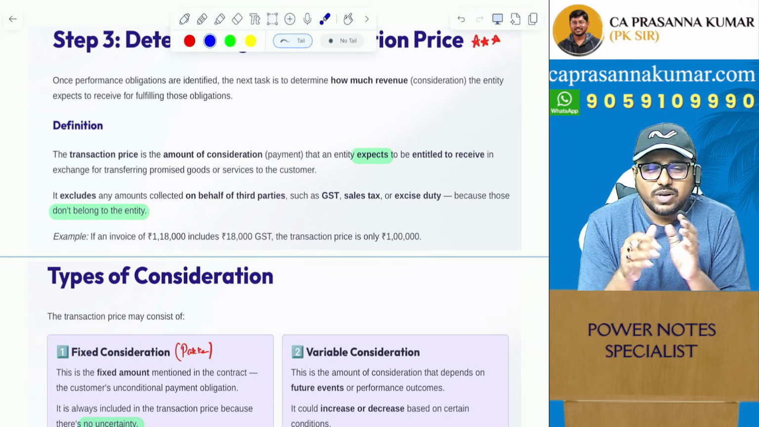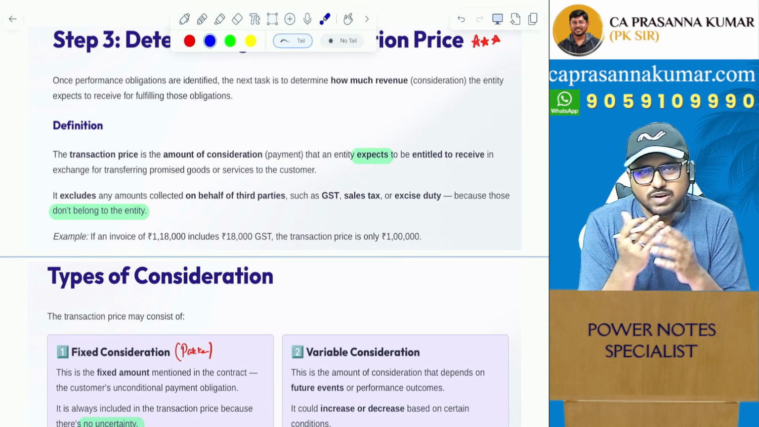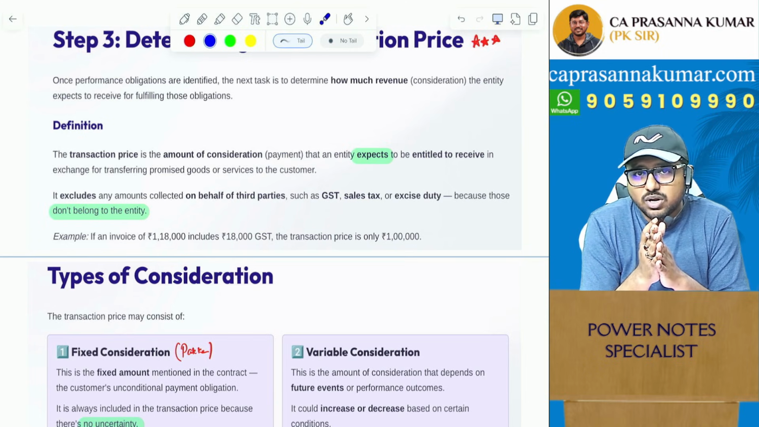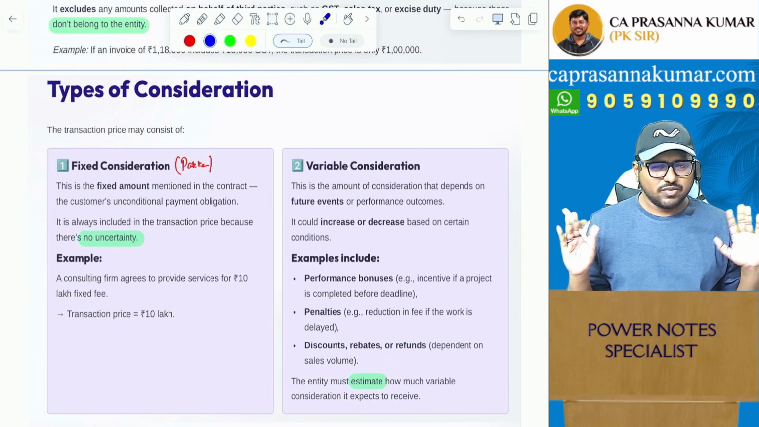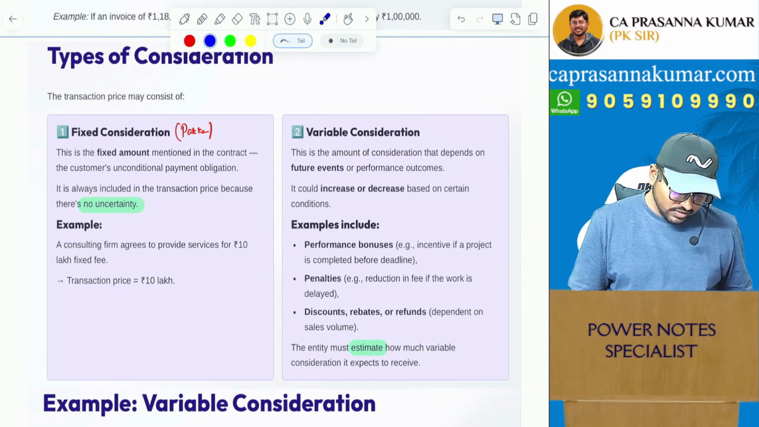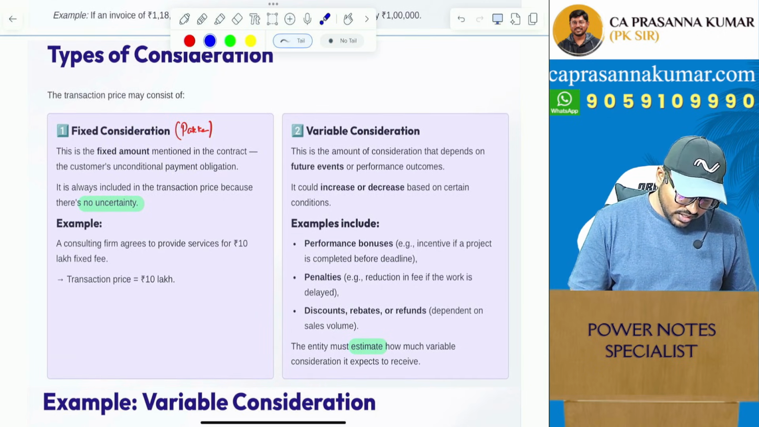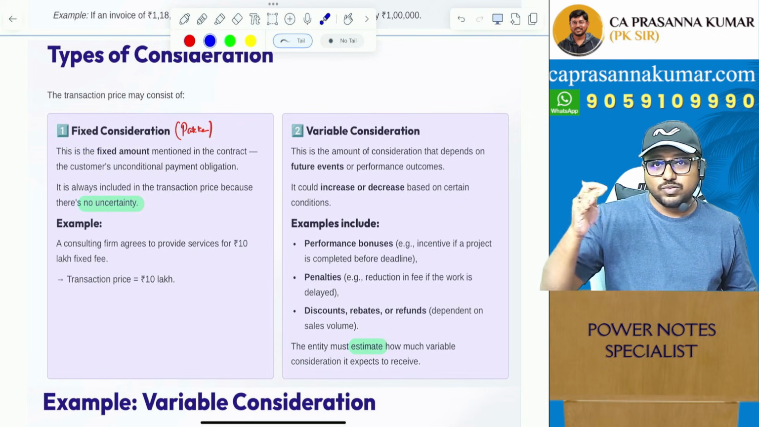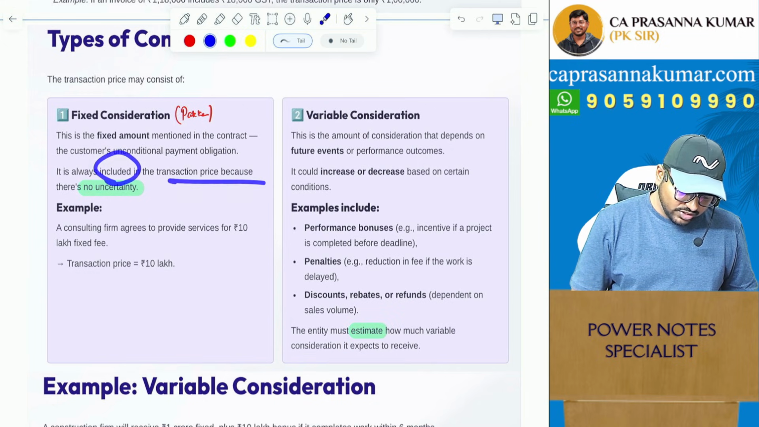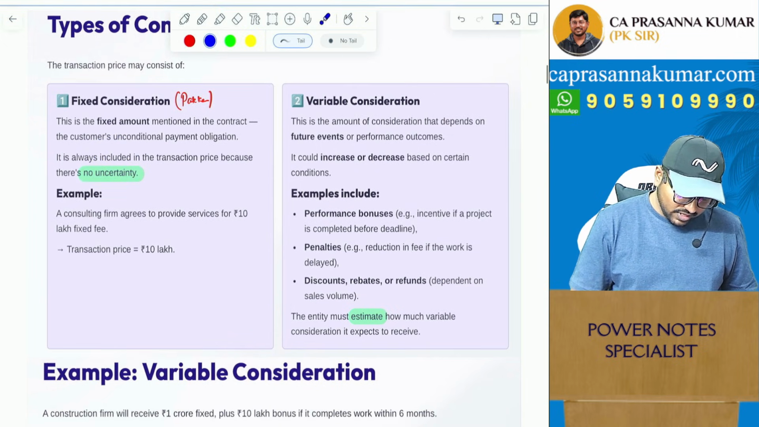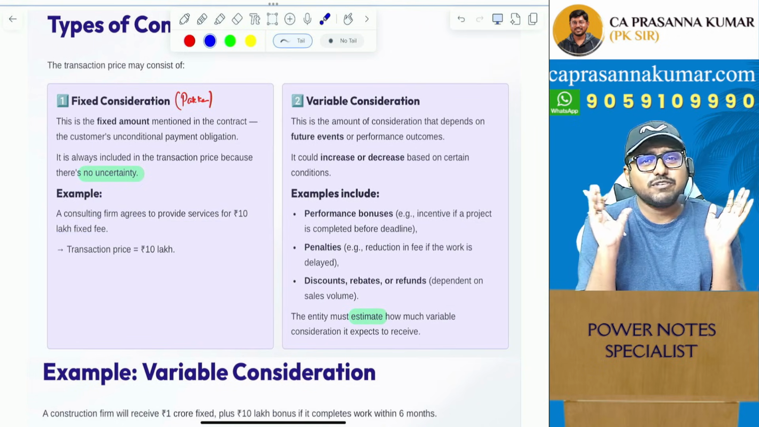Got it? So let's call this transaction price or consideration. We'll call it revenue after step 5, for our own comfort. So right now let's call it transaction price or consideration. How many types of transaction price or consideration are there? Very simple, two types: fixed and variable. What is fixed? It is a fixed amount mentioned in the contract between the customer and the entity in step 1, and the customer will pay it without any condition. So as an entity, receiving that is pakka. It is always included in the transaction price because there is no uncertainty. For example, a consulting firm agrees to provide services for a 10 lakh fixed fee. Transaction price is 10 lakh because you will get it for sure.